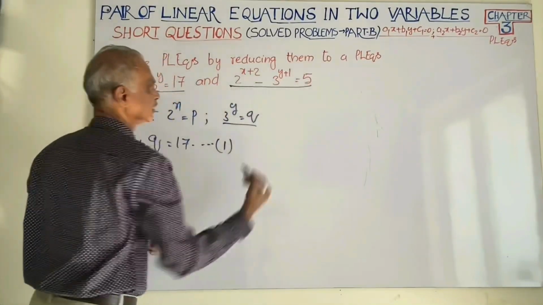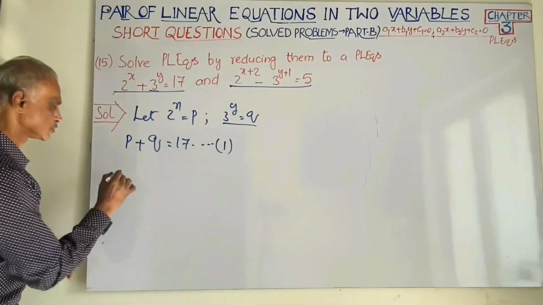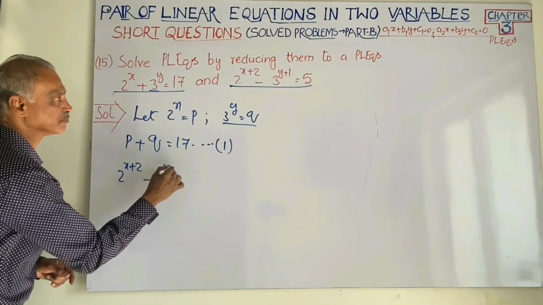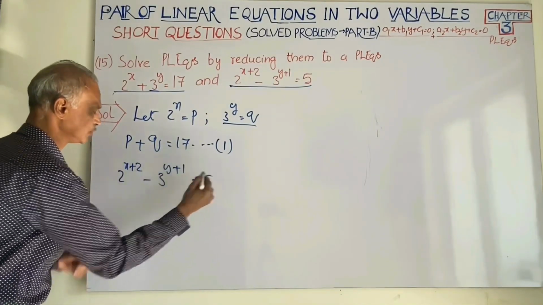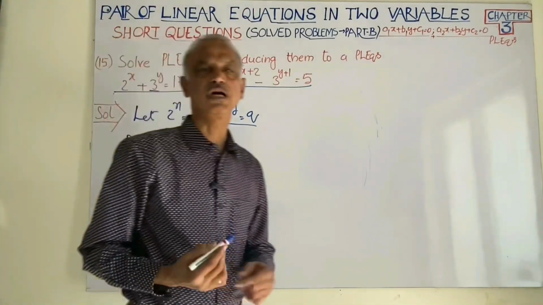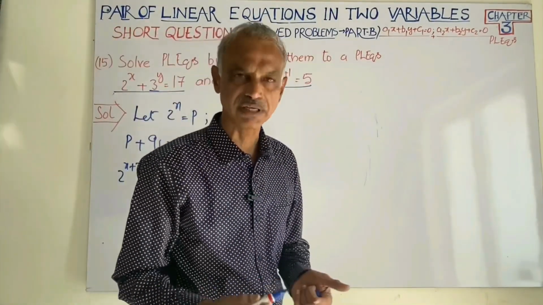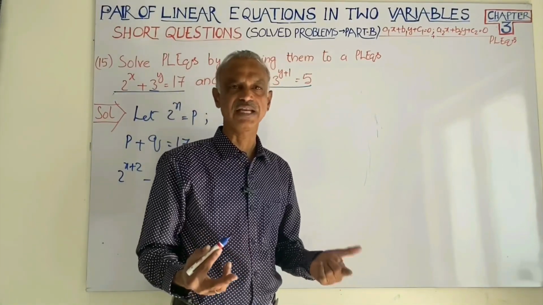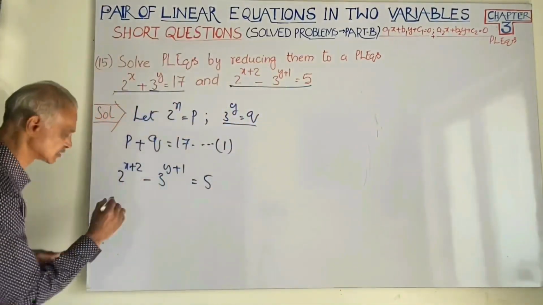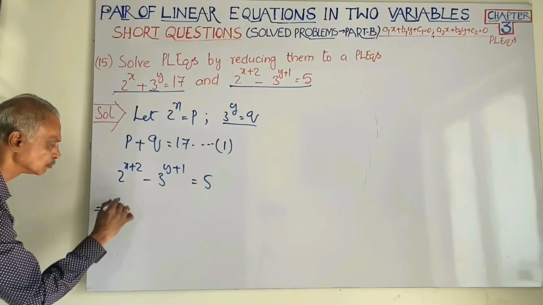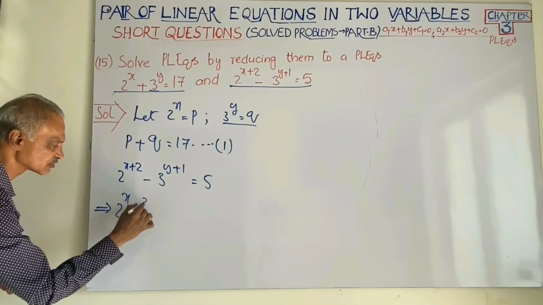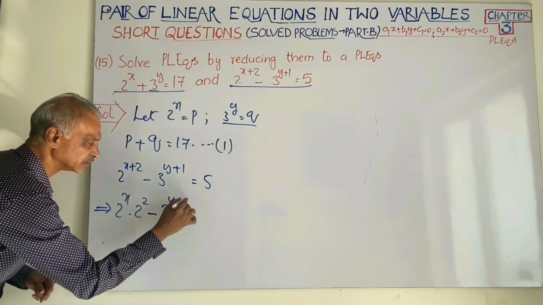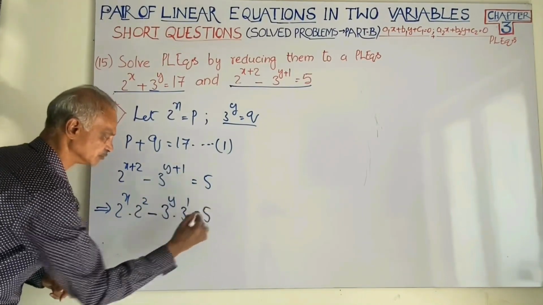Next, this equation can be written as 2 to the power of x plus 2 minus 3 to the power of y plus 1 is equal to 5. You already know a to the power of m plus n can be written as a to the power of m into a to the power of n. Like that, we write this as 2 to the power of x into 2 square minus 3 to the power of y into 3 to the power of 1 is equal to 5.